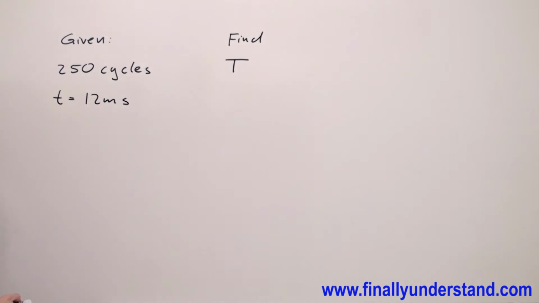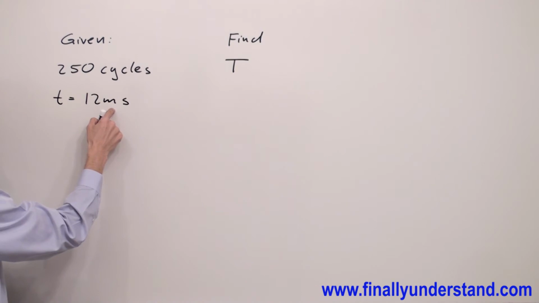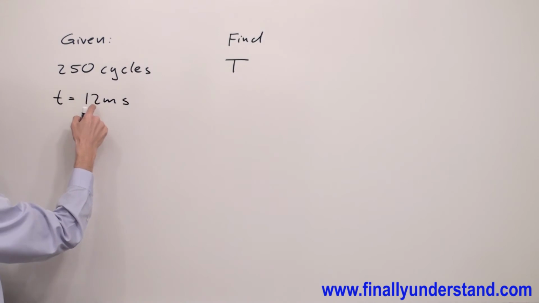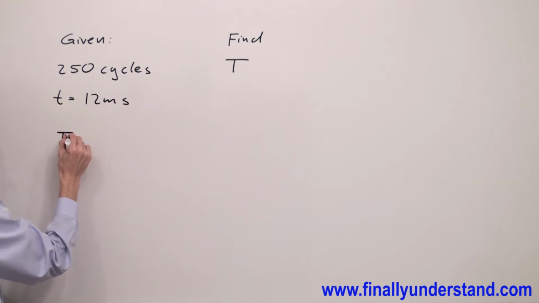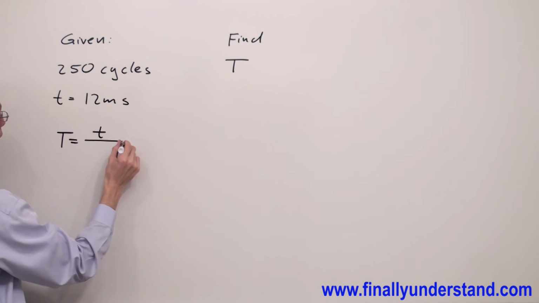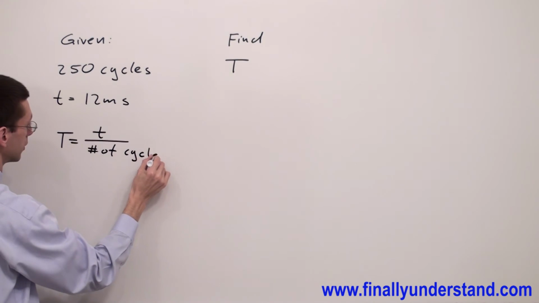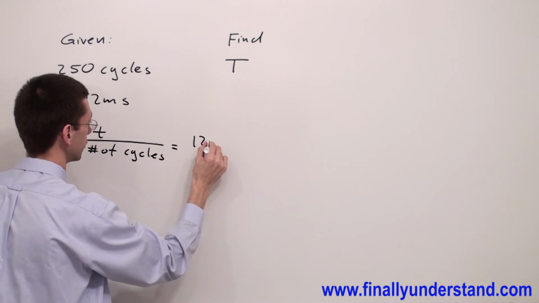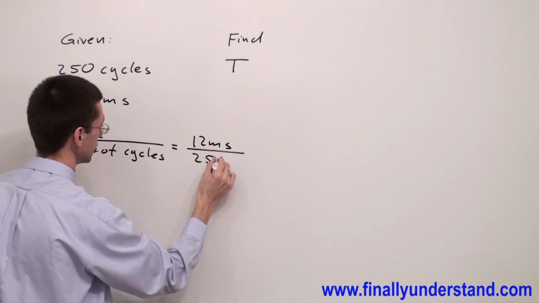The problem says that I have time of 12 milliseconds, and 250 cycles go in 12 milliseconds. I want to find the period. So if you want to find the period, simply you have to divide this time by the number of cycles. Time is 12 milliseconds, and you're supposed to divide this by 250 cycles.